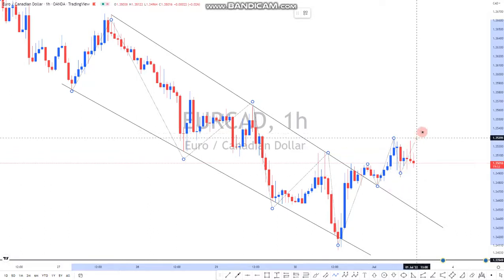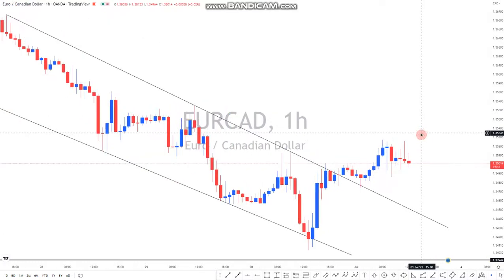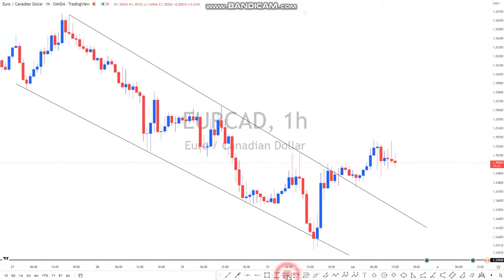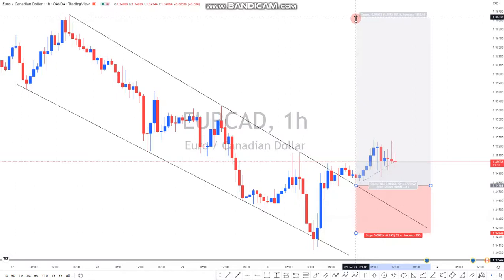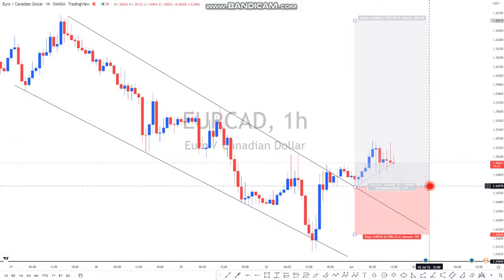So we expect new higher high around that area to make new higher lows. So you guys, I took my entries after this retest here. So my take profit will be around that area and I'll be packing a lot of pips around those areas.